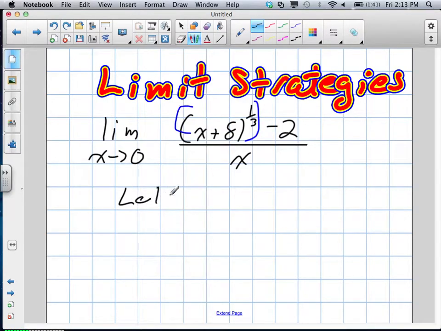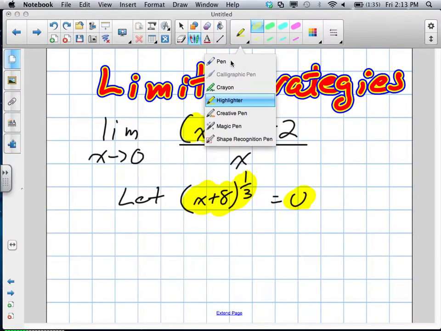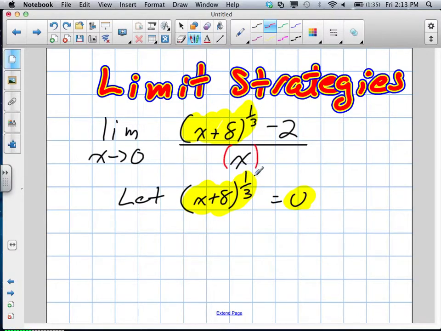We're going to say let x plus 8 to the power of 1/3, or the third root of x plus 8, equal, they've used the expression u. You could use anything you like, okay? And they use this expression here, u. So what that means is we're going to replace our x plus 8 to the power of 1/3 with just u. Now, that's easy to do, but I still need to do something about the bottom of this equation. We have the term x.